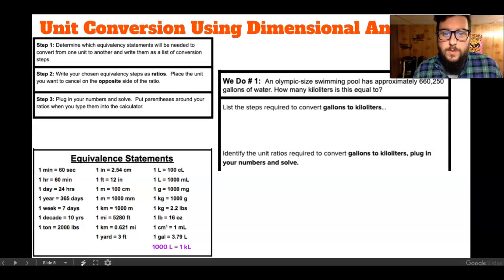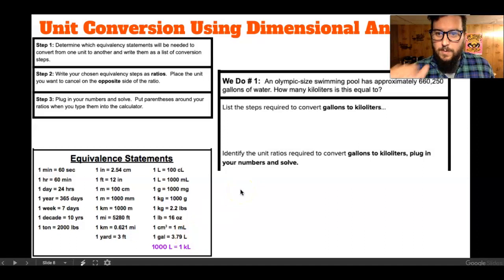The first We Do says an Olympic-sized swimming pool has approximately 660,250 gallons of water. How many kiloliters is this equal to? So the first step we have to do is determine the equivalency statements that we're going to use and write a list of steps, our conversion steps. So we're starting with gallons and we want to convert to kiloliters. So if we look over here, we can see that gallons, GAL, can convert to liters.